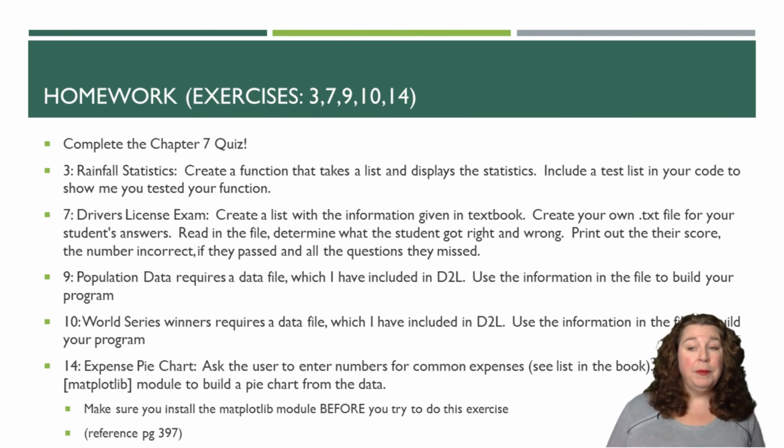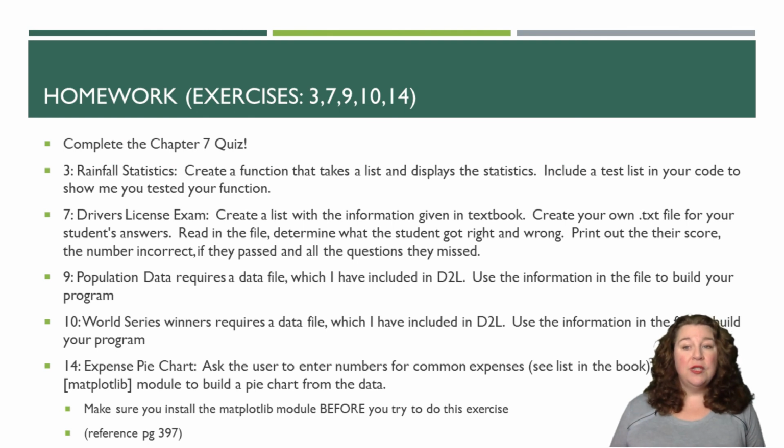Number 9 is population data. Number 9 and number 10 are both similar in that they will both require a data file that comes off of D2L. I included all the data files in there, so you could go in there and download that data file. You don't have to make your own, it's already in there. But you are going to read in that file and then display pieces of information, statistics about either the population or the World Series winners. So 9 and 10 are very similar.